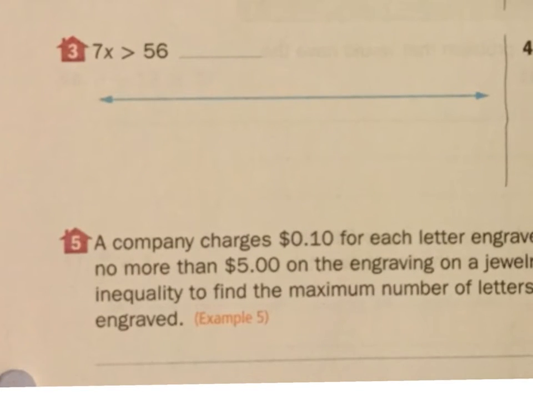Now this one is a multiplication. 7 times x is greater than 56. I want to get this x all by itself, so instead of times 7, I divide it by 7. That leaves me with x is greater than 8. So 5, 6, 7, 8, 9, 10, 11. So I got some points here.